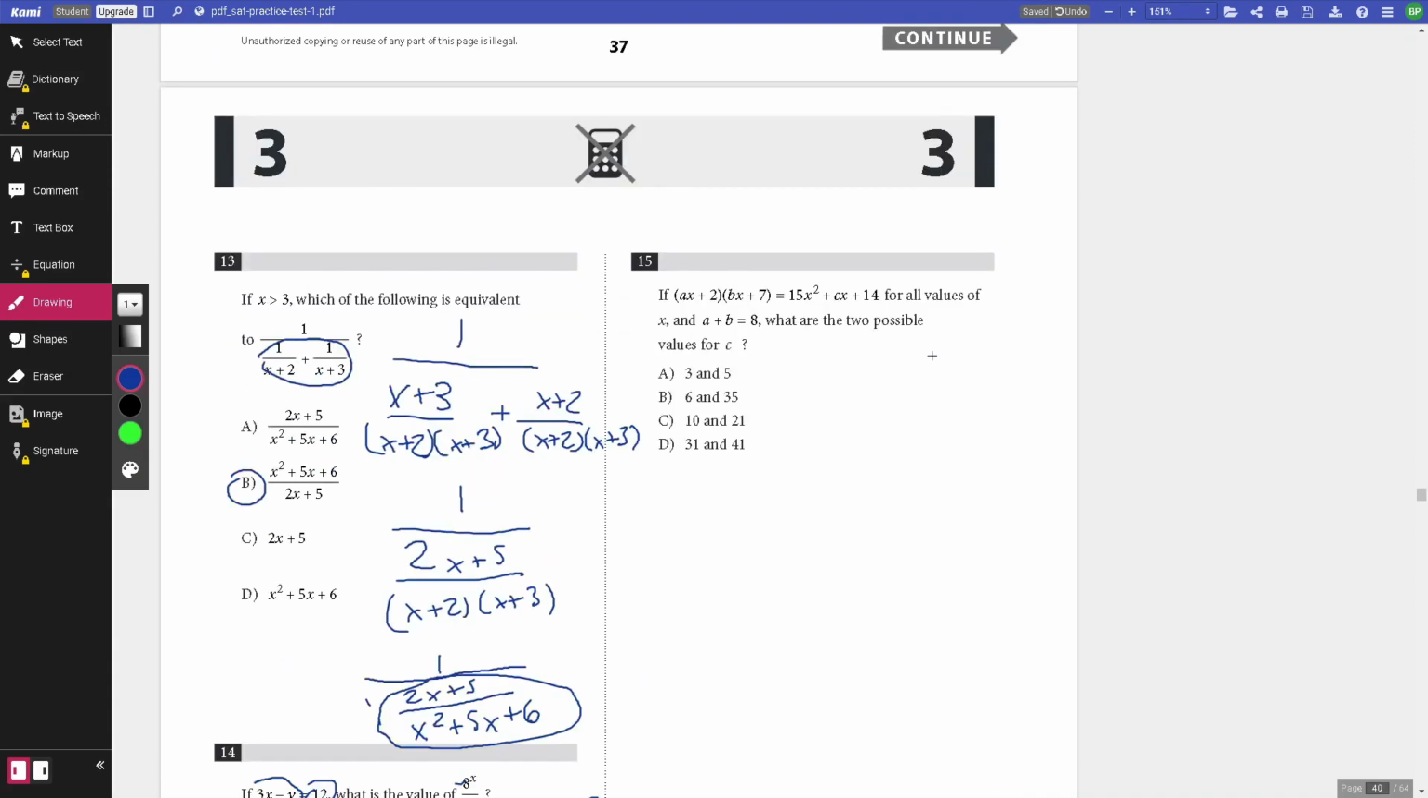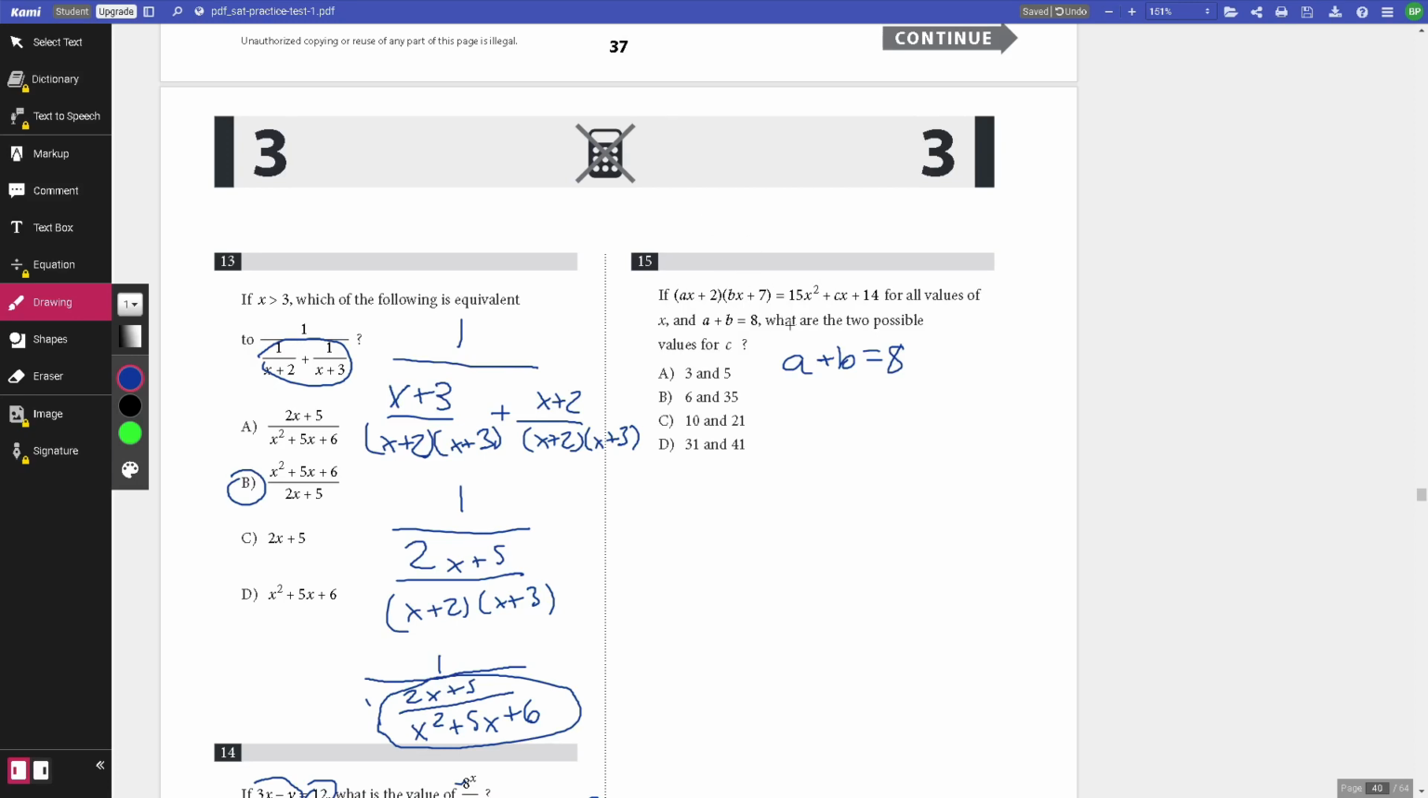Number 15. If (ax + 2)(bx + 7) = 15x² + cx + 14 for all values of x, and a + b = 8, what are the two possible values of c? So first we know that a + b = 8. We should find another expression for a and b so that we can later solve for c.